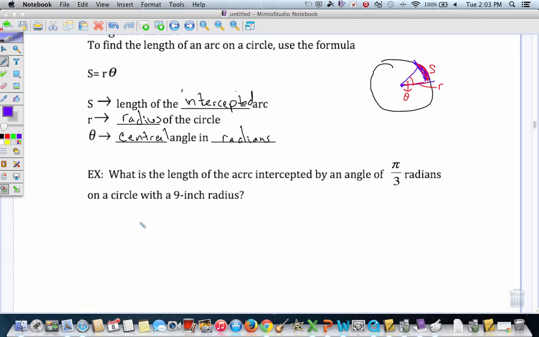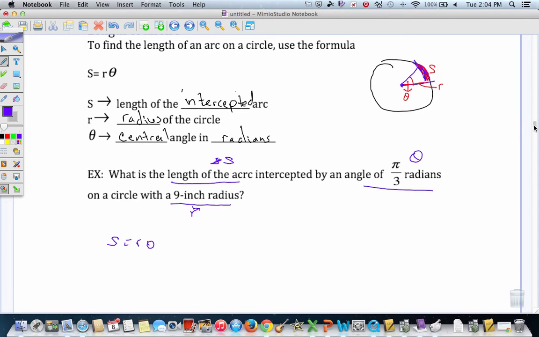So jumping down here, what is the length of an arc intercepted by an angle of pi over 3 radians on a circle with a 9-inch radius? Everything's pretty well spelled out here. What is the length of the arc? There's our S. Our angle, pi over 3 radians, there's our angle in radians, our theta. And we have a 9-inch radius. There is the R. So S equals R times theta.